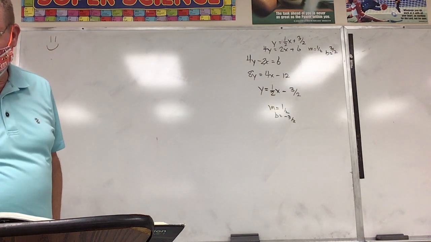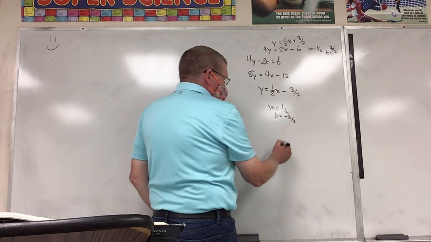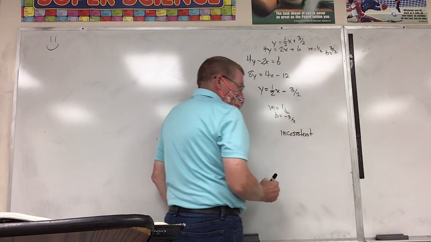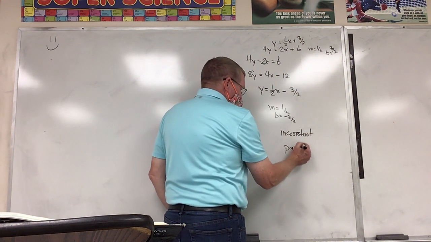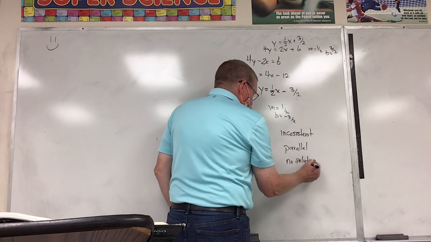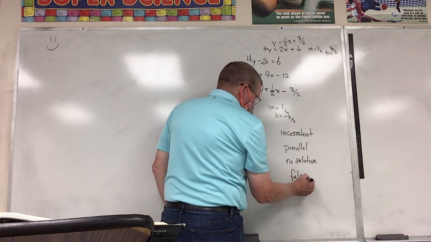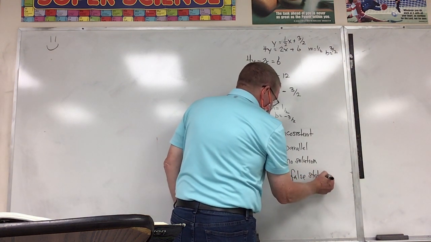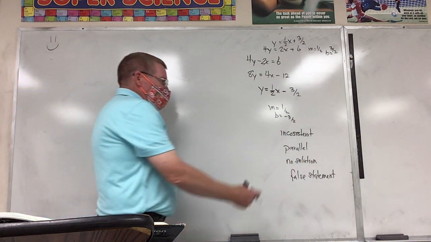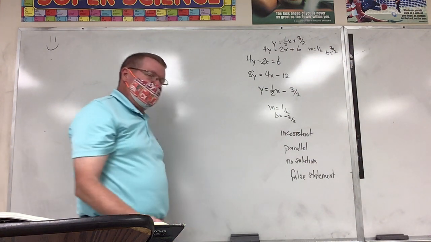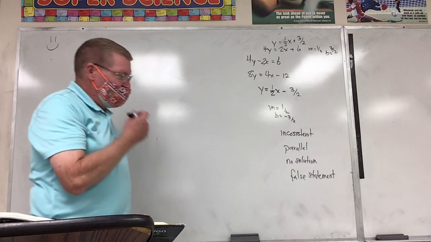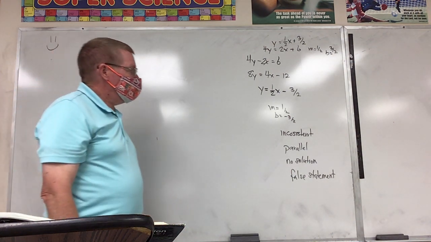So when my slopes are the same and my y-intercepts are different, then I have an inconsistent system. Lines are parallel. I have no solution. I would get a false statement. All the characteristics of an inconsistent system: lines are parallel, there's no solution, there's no answer that would satisfy both equations. The statement that I would get if I was solving algebraically would be a false statement. All right, let's look at another one.